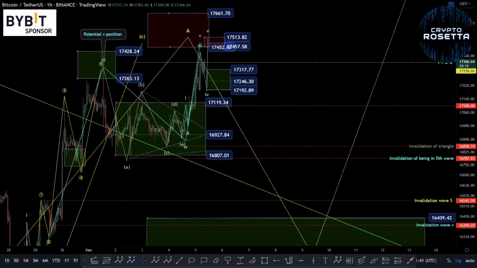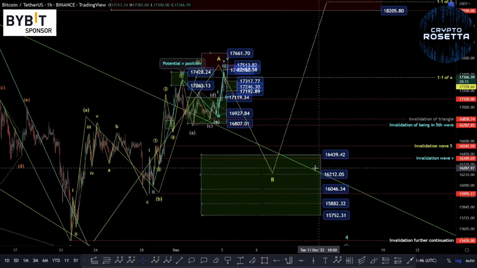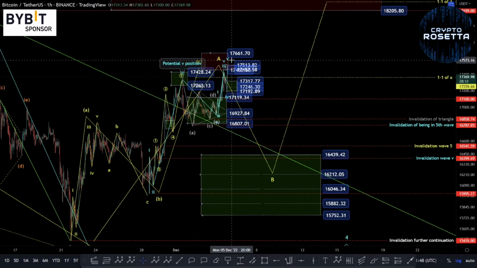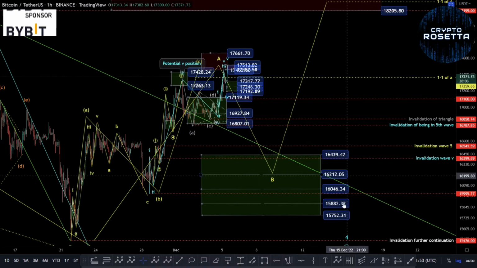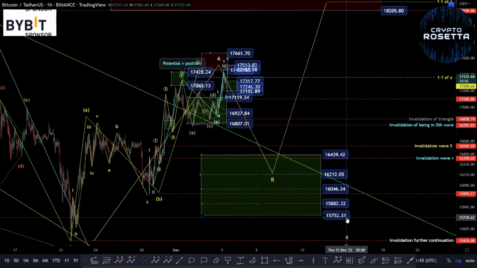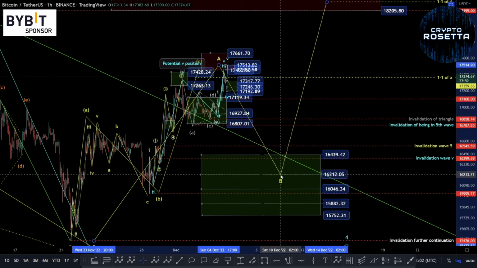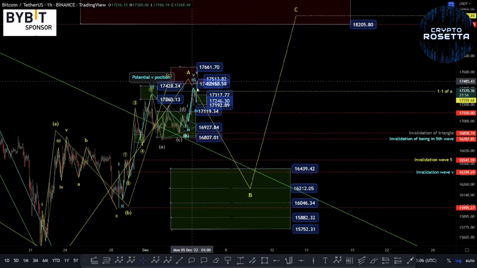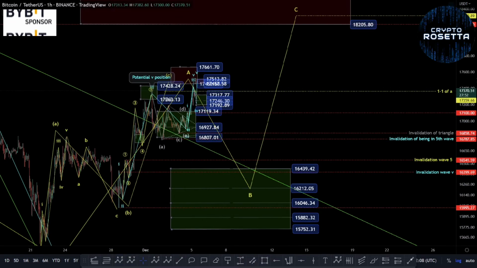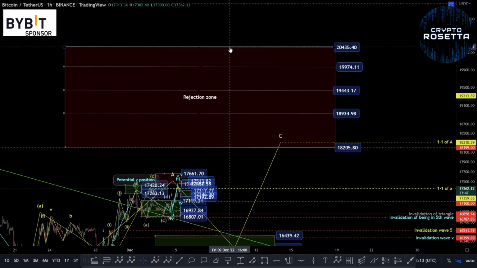So there's a few things that can happen at this point. Within this option, we could be looking at this as a zigzag, as an A wave. Then we could look to come back into this zone of 16,439 to 15,752. With this 16,212 area is the 0.618 retracement of this move. So if we do get a retracement into this zone, we could be potentially looking to form a bigger A, B, and a C to the upside, testing this rejection zone.